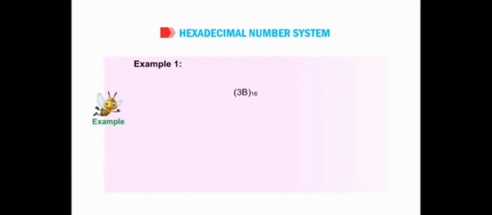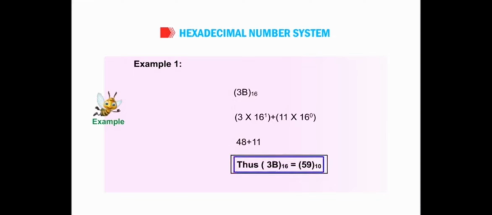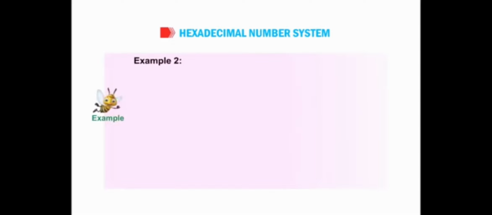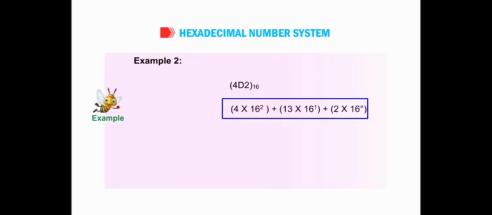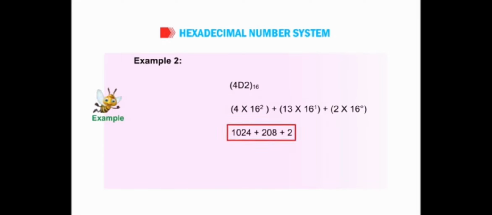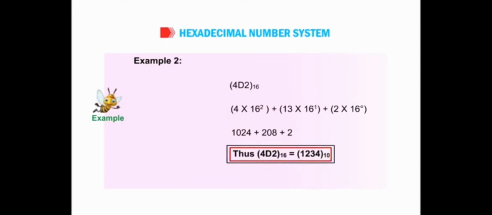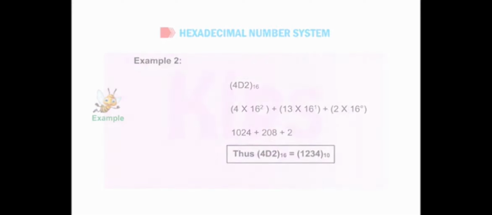Example 1. 3B base 16: 3 into 16 raised to power 1 plus 11 into 16 raised to power 0. 48 plus 11. Thus, 3B base 16 equals 59 base 10. Example 2. 4D2 base 16: 4 into 16 raised to power 2 plus 13 into 16 raised to power 1 plus 2 into 16 raised to power 0. 1024 plus 208 plus 2. Thus, 4D2 base 16 equals 1234 base 10.